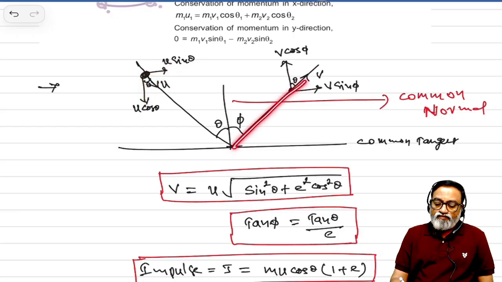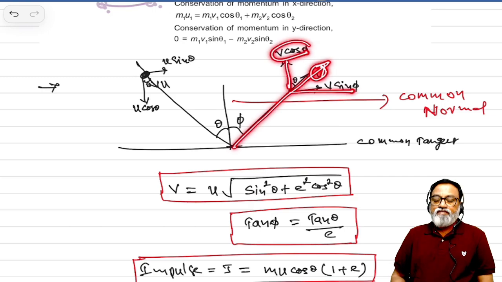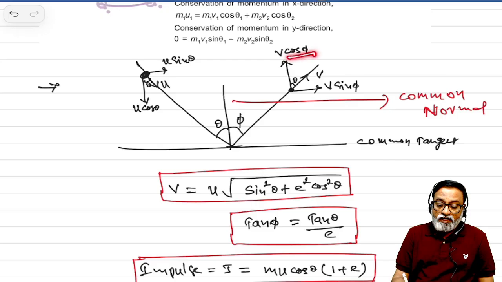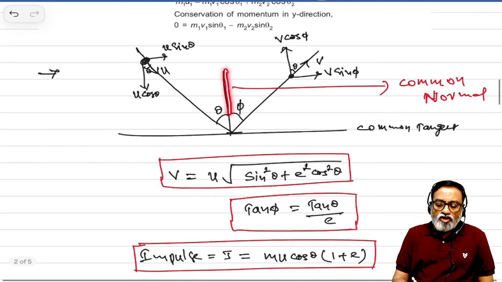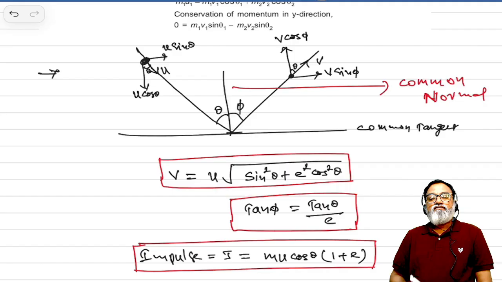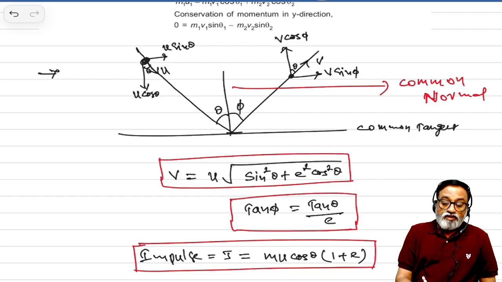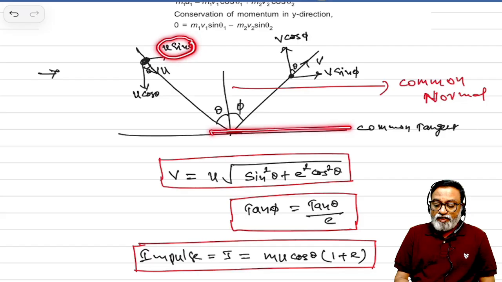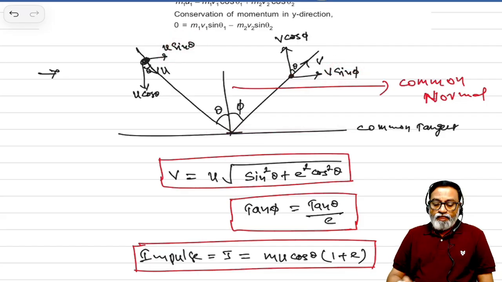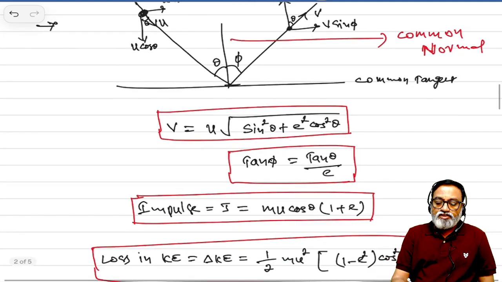Like that, here also after collision, its velocity is v. In this direction, v cos phi, and this one is v sin phi. This is the angle of incidence, and this one is the angle of reflection. Here, this is the common normal, and this is the common tangent. Velocities only change along the common normal, but there is no change along the common tangent. Therefore, here this is velocity u sin theta along the common tangent, and this one is v sin phi. These two are equal.